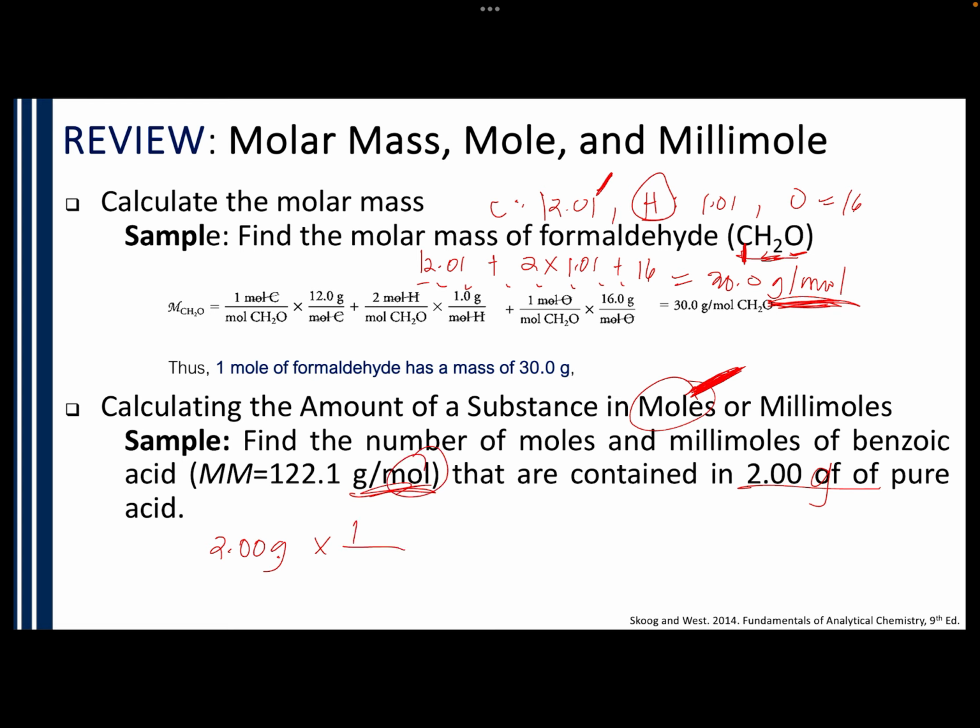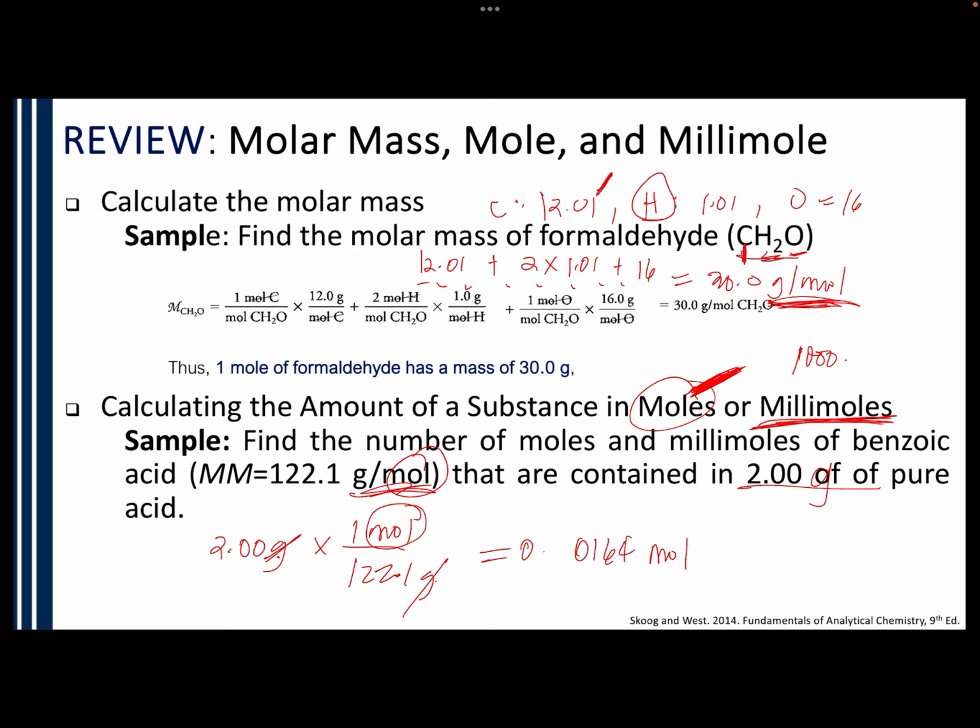So we have 1 mole on top, and then 122.1 gram. Again, gram is at the bottom so that we can cancel out these units and we are left with mole. So using your calculator, we can calculate the mole for this one as 0.0164 mole. And then to calculate the millimoles, we will use a conversion factor.